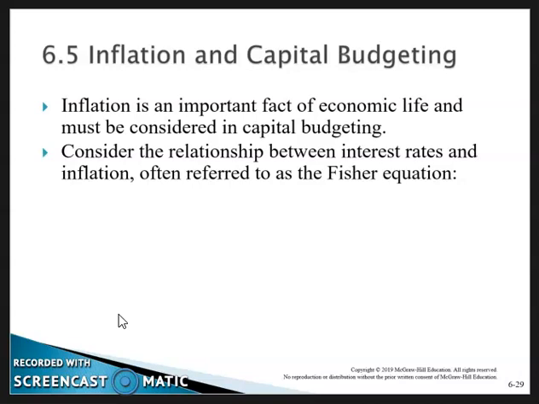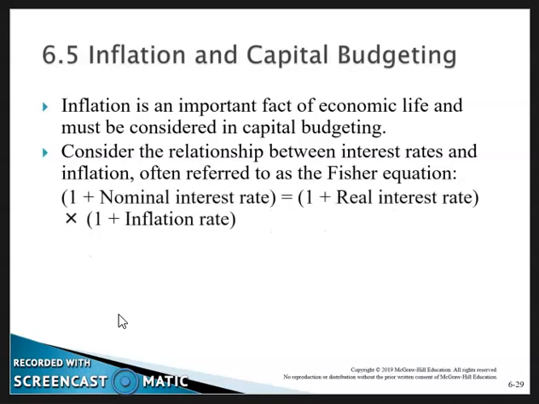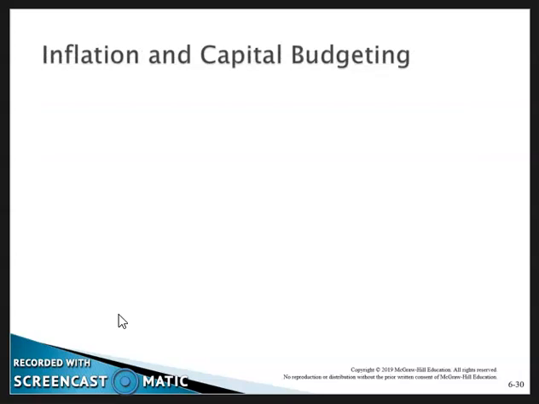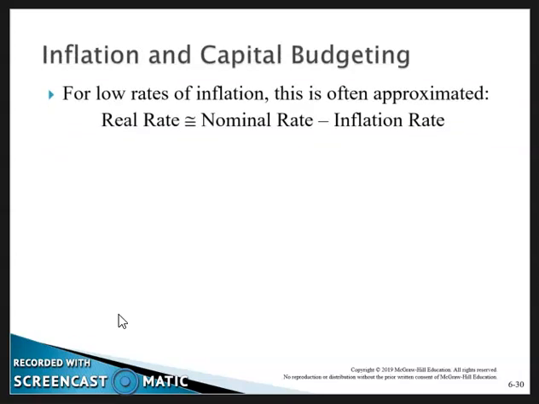This is referred to as the Fisher equation. It is simply 1 plus the nominal rate of interest is equal to 1 plus the real rate of interest, multiplied by 1 plus the inflation rate, or expected inflation rate in most cases. So if rates are low, we can use a generalization of this equation. The real rate of interest again is the rate that ignores inflation. So the real rate of interest is the nominal rate minus the inflation rate.